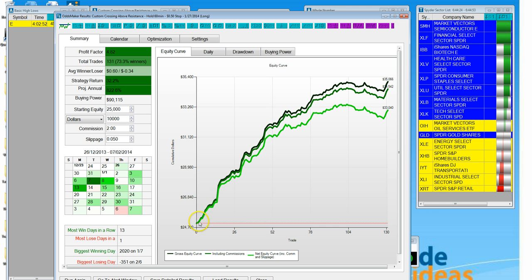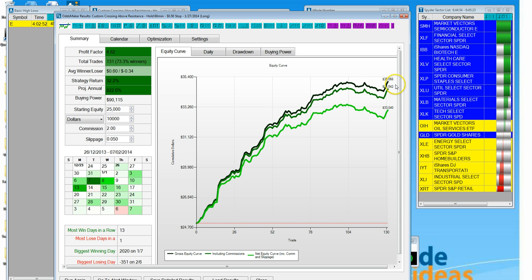What we like to see is a nice 45-degree angle up, and this was maybe 60 degrees, and kept accelerating and accelerating and accelerating. Topped off a little bit at the top here as the market... Remember, this is a long strategy, so as the market maybe was topping off a little bit, maybe dipped a bit, but now you can see it's starting to pick up again.